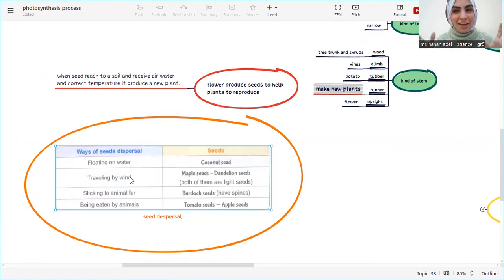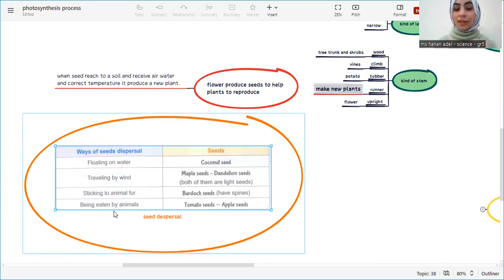Of course, the heavy things will not travel by wind. So if it travels by wind, it means that it's a light seed, like maple seed and dandelion seed. And we have another that sticks to animal fur and human clothes. If something sticks to my clothes, it means that it has a spine, like burdock seed. And another, we can eat them. Animals or any organism in general, we can eat them and take the seed and put it in the soil, if it's human, or when the animal eats it and it goes out with the stool in the soil also, like tomato seed and apple seed.